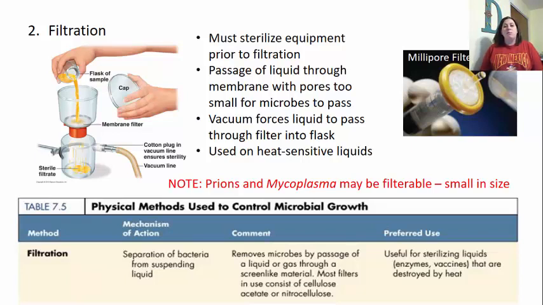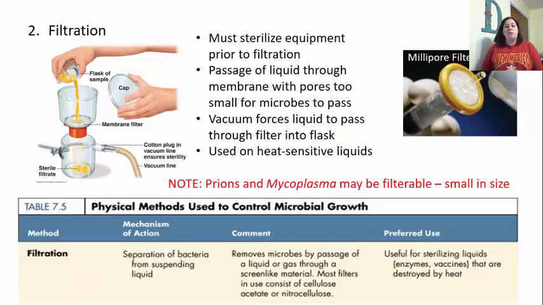Passage of the liquid through membrane with pores too small for microbes to pass. All right, so the liquid can pass through, but the microbes cannot. We use a vacuum, which helps force the liquid to pass through the filter into the flask. It's used on heat-sensitive liquids. And so these are liquids that you can't autoclave or you can't use in like an oven or boil.